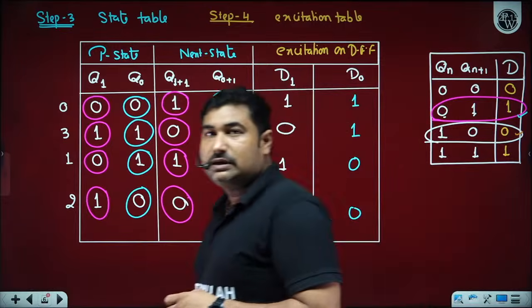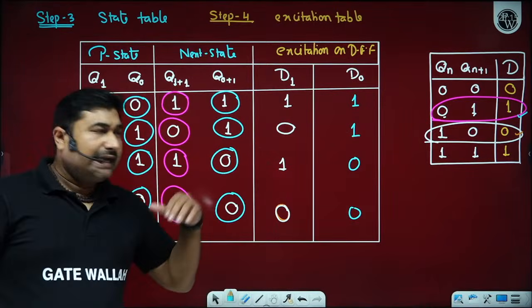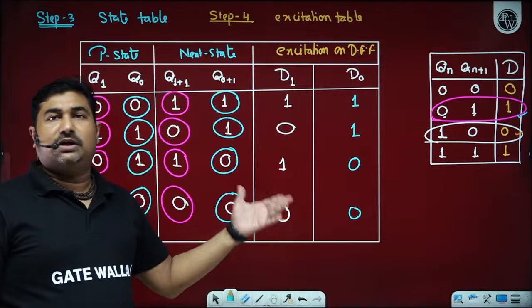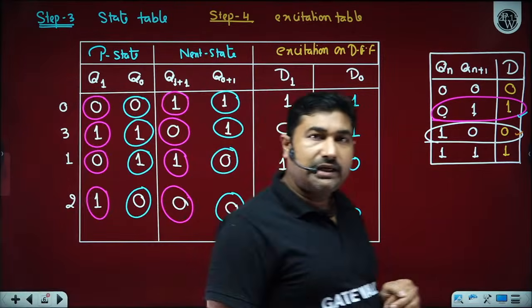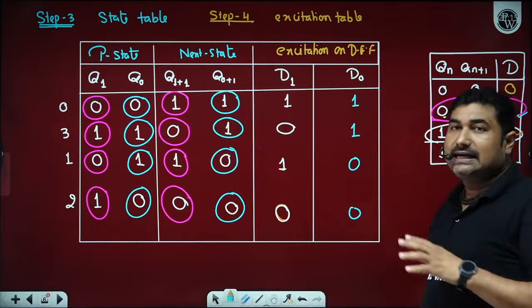How many of you able to understand up to this part, beta ji? It can be any flip-flop. For any flip-flop, you have to follow the same procedure. Is it okay? Yes, sir. Next is to write the excitation equation.